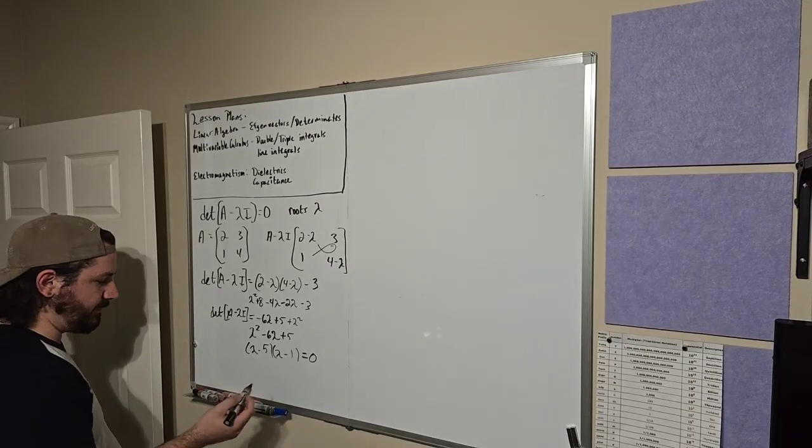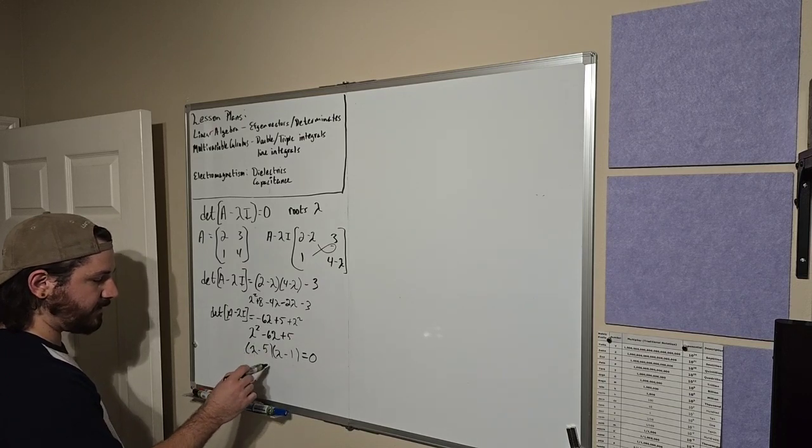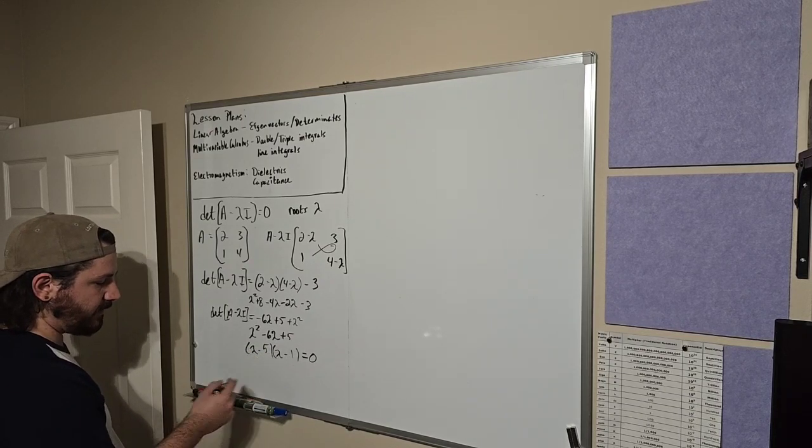So now our roots, just going back to algebra 1, are just the numbers that make any of these individually 0. So we can plug in a 5 here and a 1 here, both of those make it 0.